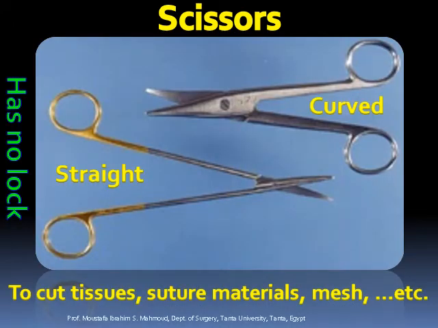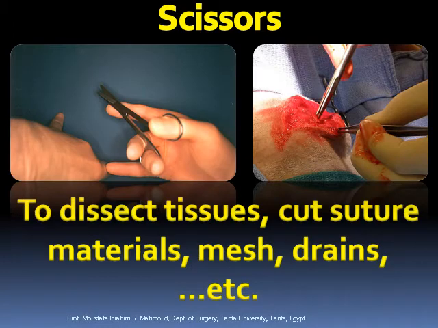Scissors might be with straight blades or curved blades, sharp tipped or curved tipped, to cut tissues, sutures, materials, mesh, etc. This dissects tissues, cuts structures.